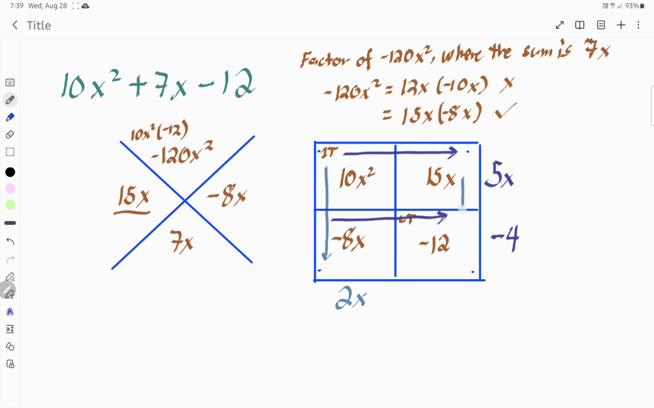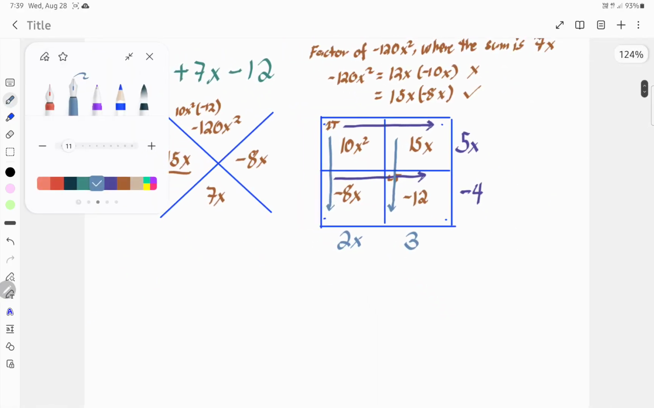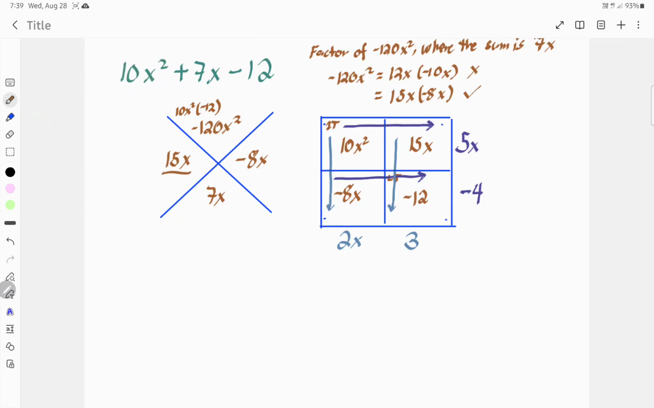And then going down here as well. Oops, I don't want to be disorganized. So here, 15x and negative 12. I think their common factor is 3. Okay. Now, after having that, we can now rewrite this one as a factor of 10x squared plus 7x minus 12.